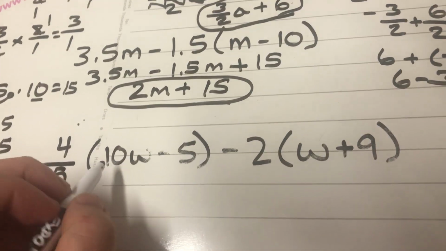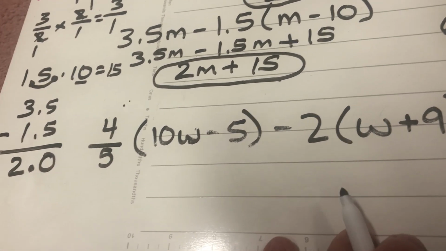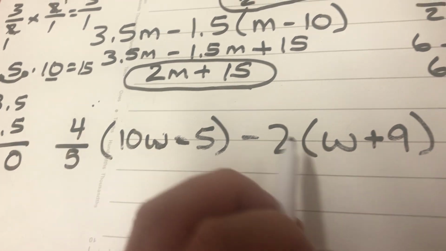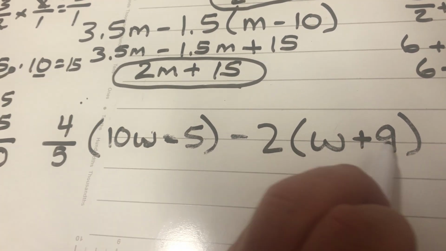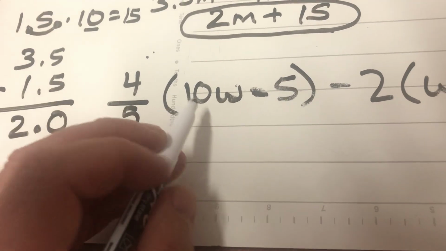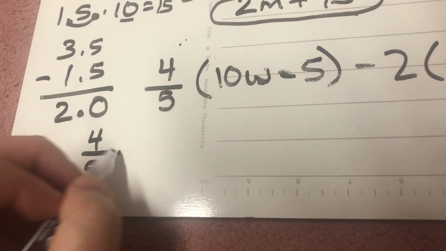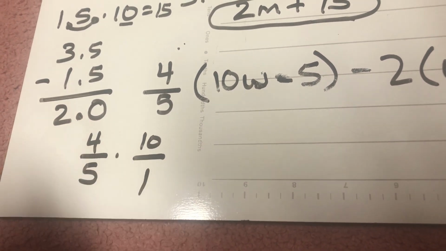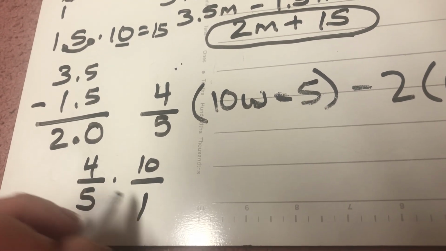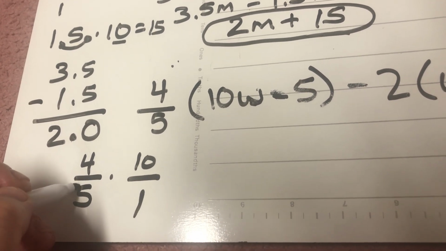All right, this is the last one for this video. 4/5 times 10w minus 5 in parentheses, minus 2 times w plus 9. Well, if I'm going to do 4/5 times 10, I'm going to think about that as 4 over 5 times 10 over 1. I can't cross-check a 4 and a 1. Nothing can go into those except 1. But I can cross-check a 5 and a 10 by dividing by 5.